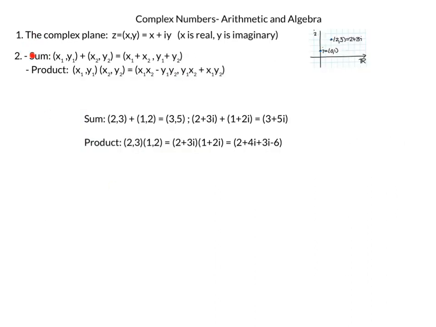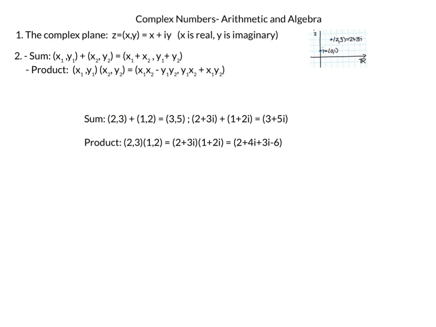Continuing with our arithmetic, looking at the sum and the product of complex numbers. This is just like when we have vectors or ordered pairs. If we have a complex number represented by the ordered pair x1, y1, and we want to add it to the complex number represented by x2, y2, we just add component by component. So x1 plus x2, and our second coordinate will be y1 plus y2.